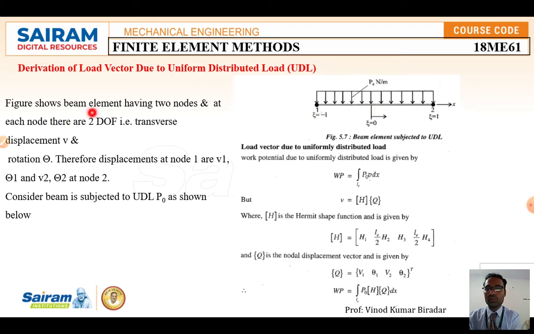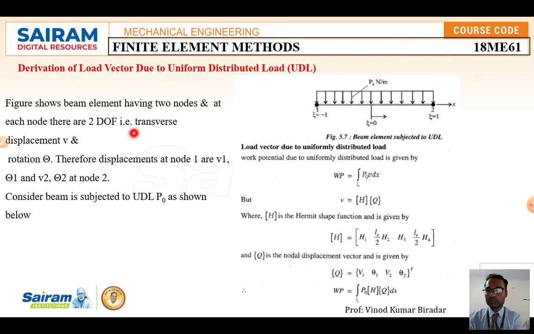The figure shows a beam element having two nodes, node number 1 and node number 2. At each node there are 2 degrees of freedom: one vertical and one rotation. At node number 1 the vertical degree of freedom is V1 and the rotational one is theta 1. At node number 2 the vertical displacement is V2 and the rotation is theta 2. Each node has 2 degrees of freedom, so the total is 4, that is V1, theta 1, V2, theta 2. You have to remember that in this loading condition.